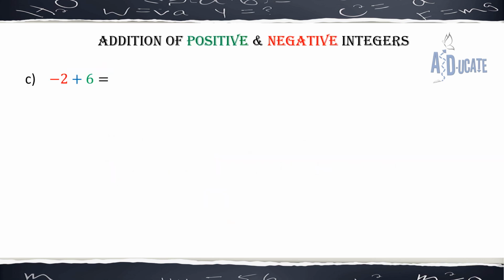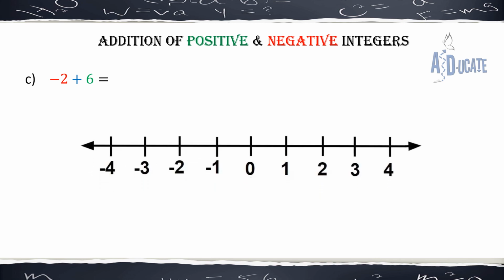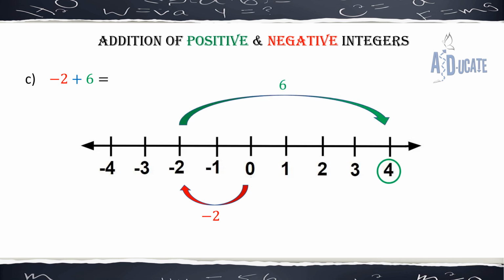So we are looking at the addition of positive and negative integers. Here we have negative 2 and positive 3. So from 0, we are going to make 2 movements to the left. And from negative 2, we are going to be making 3 movements to the right. And that will take us to positive 1.